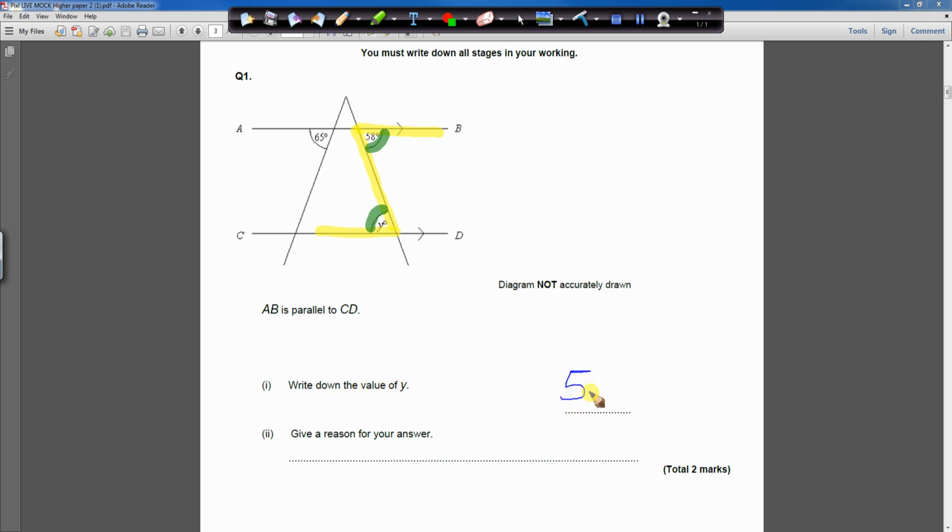So y is equal to 58 degrees. And the reason why is, as I said before, even though we learn in school Z angles are equal, that is not a mathematical term. That's what we use to understand the question. But the correct mathematical terminology is alternate angles. So we say alternate angles are equal. I can't really say anything more than that. That should do the job.